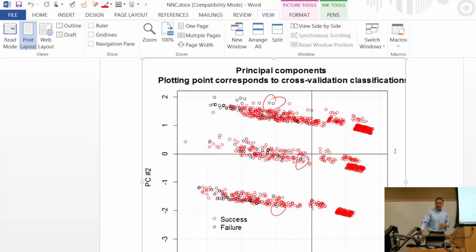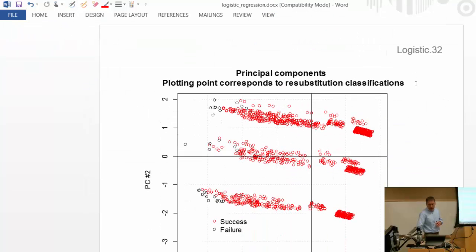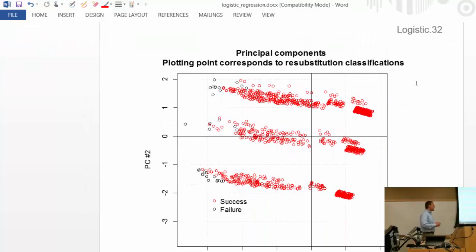Let's see what happens now with logistic regression. I'm not going to go through the code because it's basically the same as we've seen before. If I use a cutoff probability of 0.5, this is what we get. Perhaps it's a little harder to see up there, but there are a lot fewer blacks in this plot than before. You can also see that the blacks are a little dispersed amongst the reds in comparison to discriminant analysis, but less so than with nearest neighbor classification.